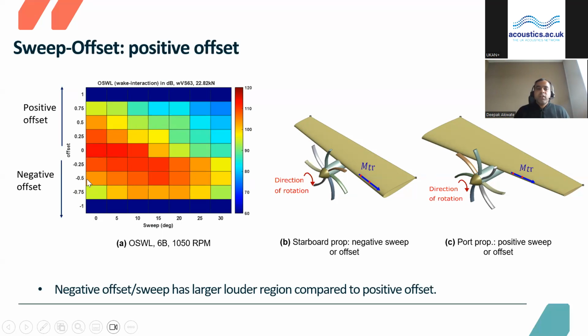But when you have a negative offset or the negative sweep, what happens is that even if you increase the sweep as well as the offset, you won't be able to reach a low noise region very easily. So it's better to have a propeller which has a positive sweep or positive offset, or the propeller which is rotating on the other side for the other side of the aircraft.